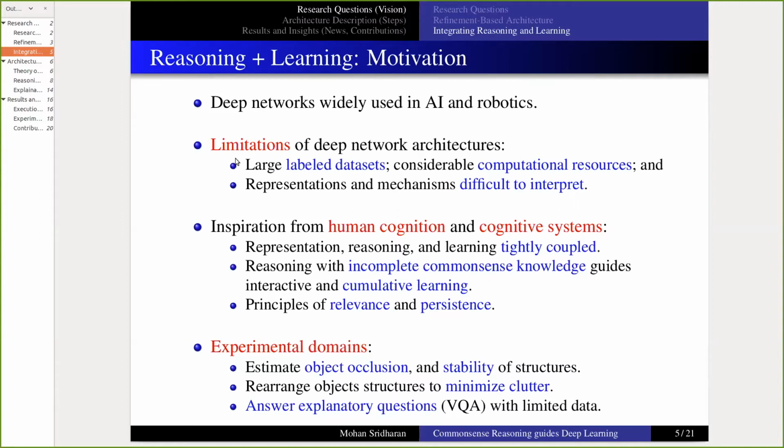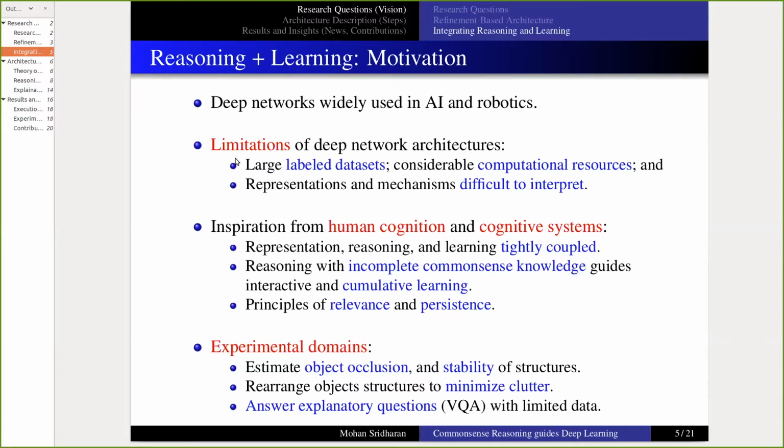The inspiration that we take here is that from cognitive systems, right? And the idea here is representation, reasoning, and learning. These are not different components that somehow coexist, but they are actually tightly coupled. They inform and guide each other. And this precise fact of them informing and guiding each other is what we want to use. And we want to try and make each of these individual capabilities better, right? And we do so by, in this talk at least, we say that we are going to do both interactive and cumulative learning, and reason with common sense knowledge.